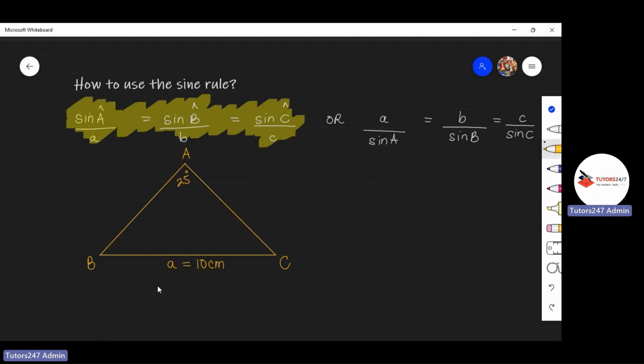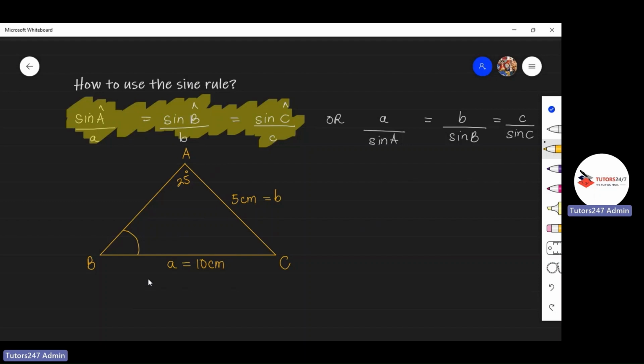Let us give side B a length of 5 centimeters. So this is side B. And we can leave angle C and side C unknown. Our question is to now find the angle B. So if we need to find the angle B, we then need another angle and two sides in order to make use of our formula.